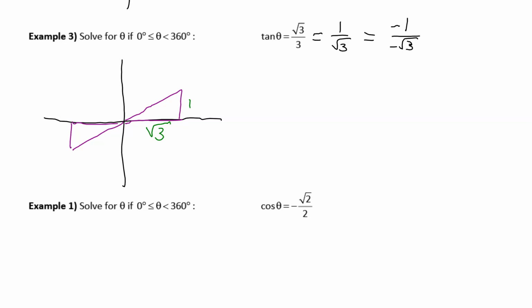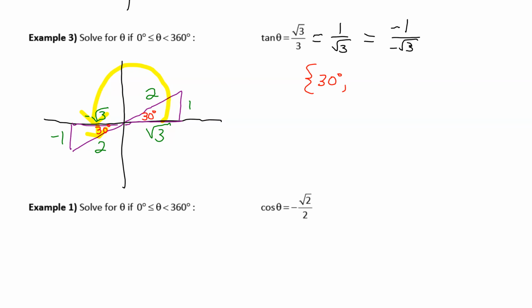Labeling opposite over adjacent, we can recognize a 30, 60, 90 triangle with a hypotenuse of 2 and a reference angle of 30 degrees. In quadrant 3, both opposite and adjacent sides are negative, and the reference angle is also 30. So our quadrant 1 angle is the same as the reference angle. The quadrant 3 angle is found by rotating 180 degrees and then an additional 30 degrees, for an angle value of 210. So there is our solution set. All right, try the last example on your own.